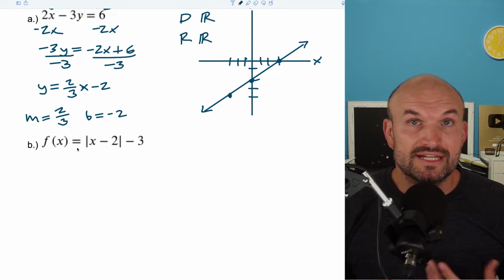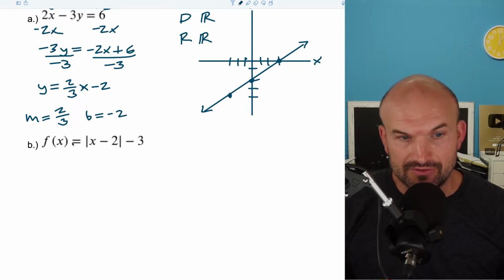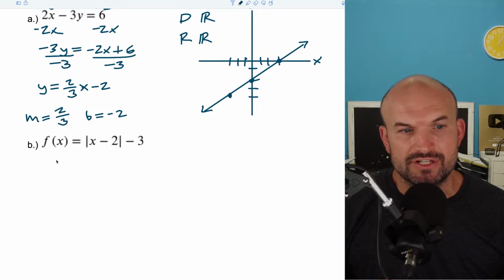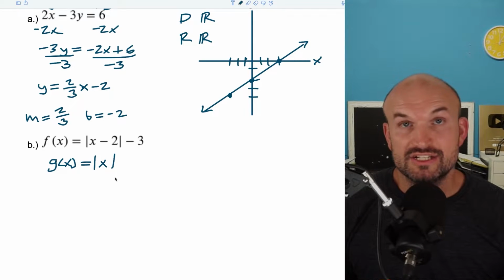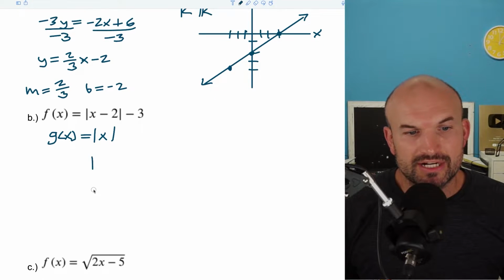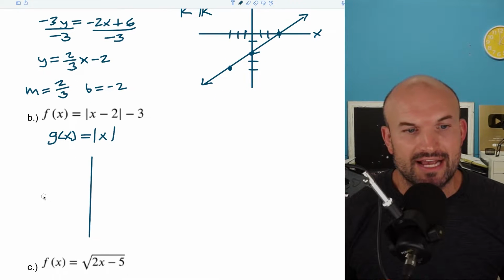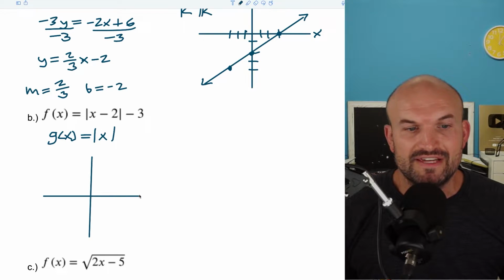All right, now the next function that's really important is this absolute value function. To understand this absolute value function, it's really important to understand what the parent graph looks like. So let's call the parent graph g of x, and that's just going to be the absolute value of x, without any transformations. If you remember from your study in Algebra 2, we looked at this graph, and this graph took the shape of what we call V-shaped, right?